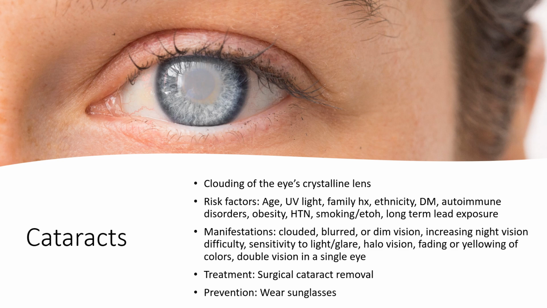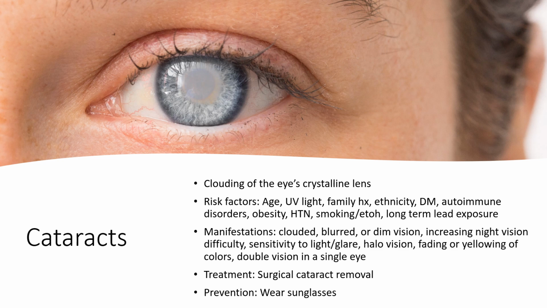Clinical manifestations of cataracts include clouded, blurred, or dim vision, increasing night vision difficulty, sensitivity to light and glare, halo vision around light sources, fading or yellowing of colors, and double vision in a single eye. The manifestations change and become more dramatic as the cataract grows larger and distorts more of a patient's vision.